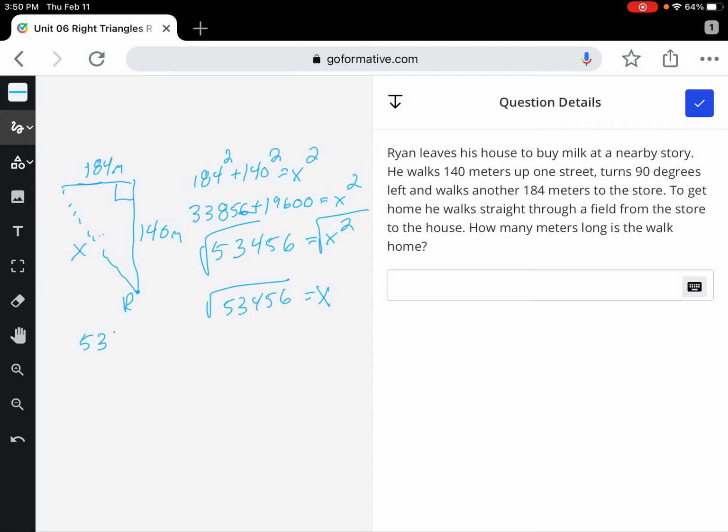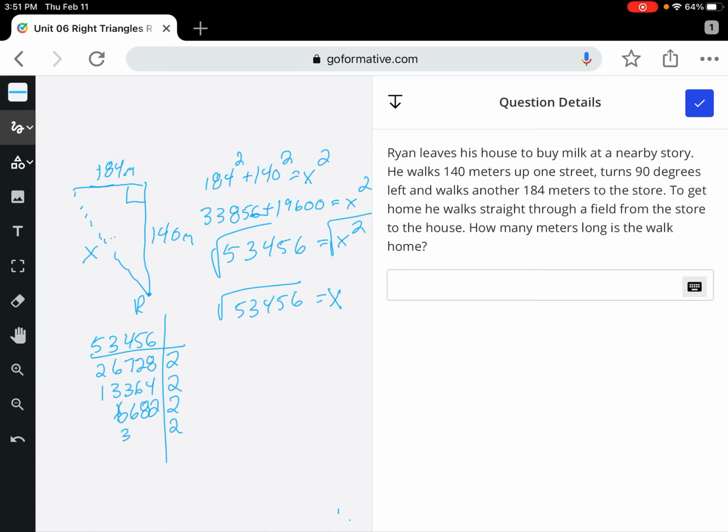I'm just going to go through. So we have 53,456. I take this, divide by 2. I get 26,728. I take that, divide by 2. I end up with 13,364. I can take that and divide by 2. 6,682. I can take that and divide by 2. I end up with 3,341.